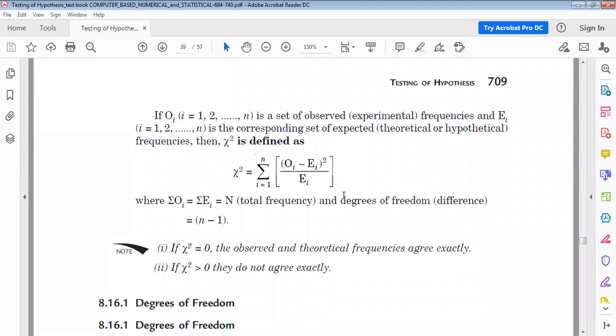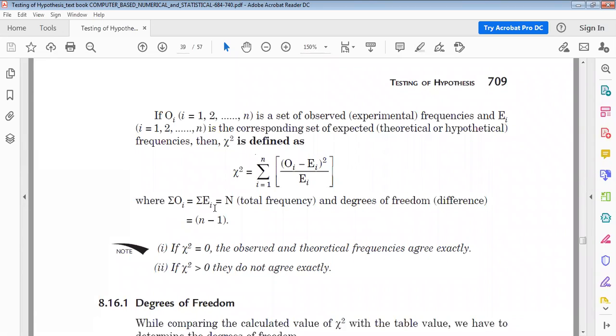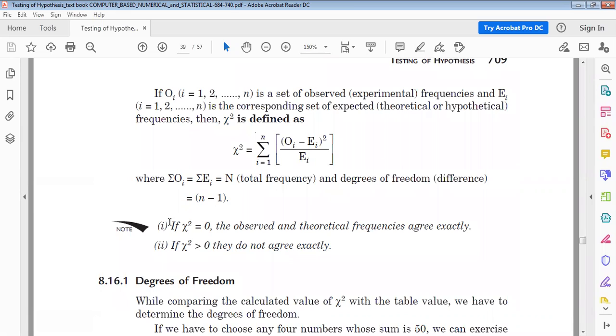Here, summation O_i equals summation E_i equals the total frequency, capital N. Remember it. The degrees of freedom will be n minus 1, where n is the total number of frequencies. Now there are two conditions. If chi-square equals 0, the observed and theoretical frequencies agree exactly. If chi-square is greater than 0, they do not agree exactly. These two conditions we must remember, and this is the chi-square formula.